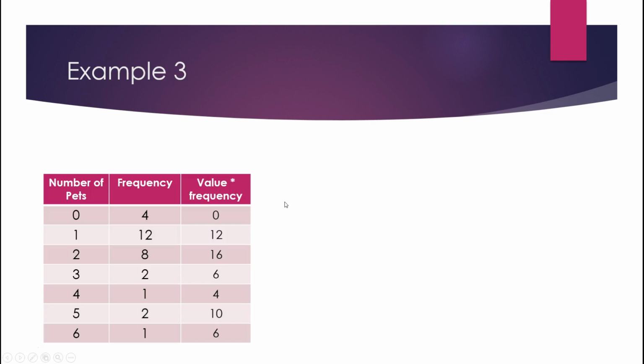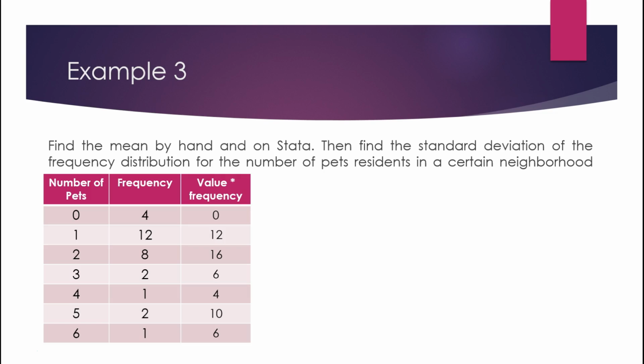The next example is finding the mean and standard deviation of a frequency distribution. Finding the mean of a frequency distribution is new. We didn't talk about it in the previous section. So we're going to do one of them by hand, finding the mean, and then we'll just have the standard deviation from Stata. This data below is the number of pets that they had in a certain neighborhood.